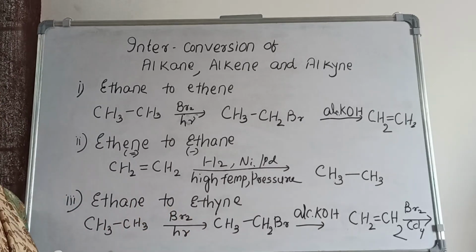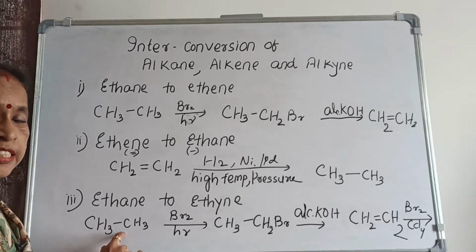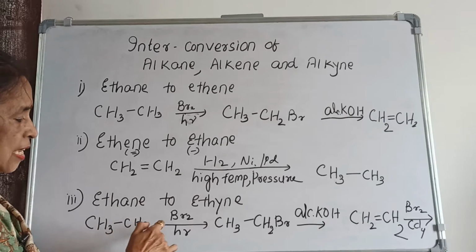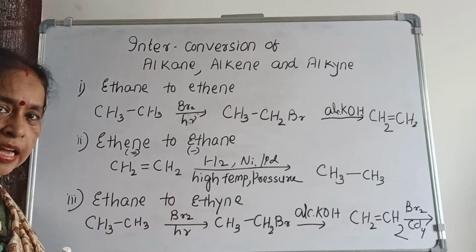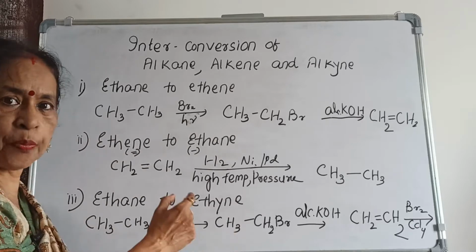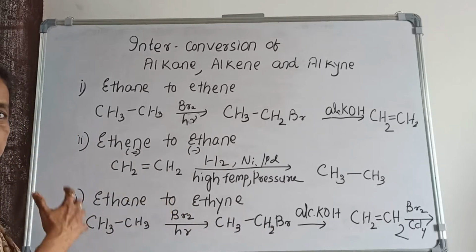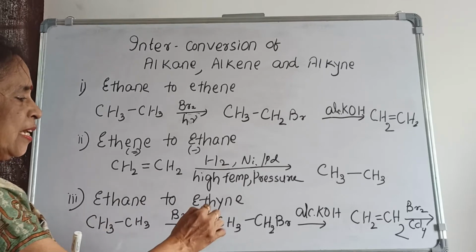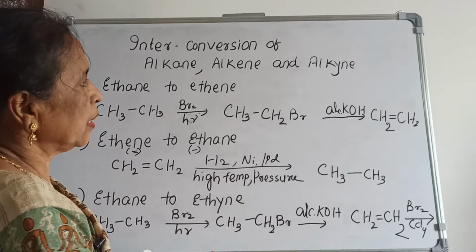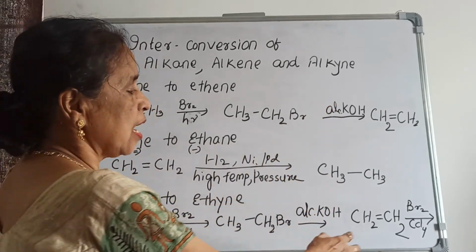Ethane to ethyne. Again see, ethane means CH3 single bond CH3, or you can say formula C2H6. When reacted with bromine and sunlight, which you have done already, then what is the product? Bromoalkane. What is the corresponding alkane here? Ethane. That means CH3CH2Br. And you also remember I have explained that alcoholic KOH gives alkene.